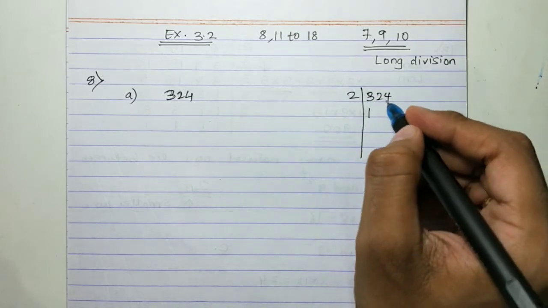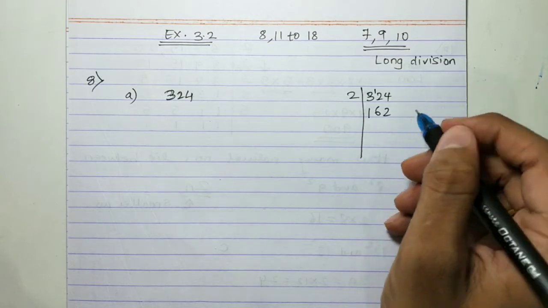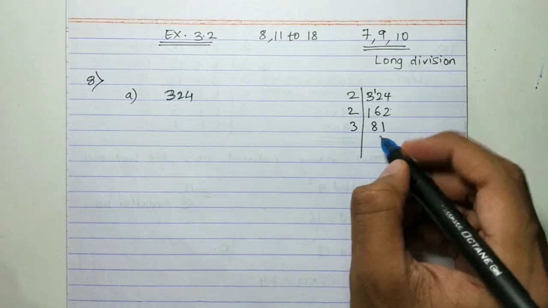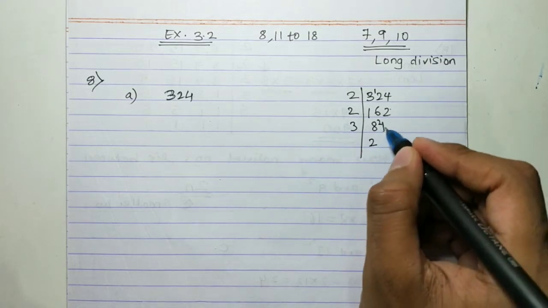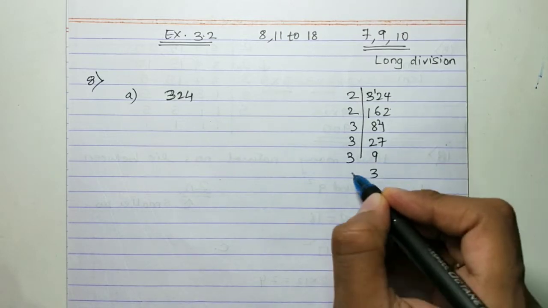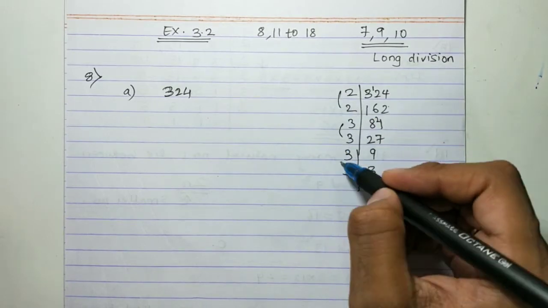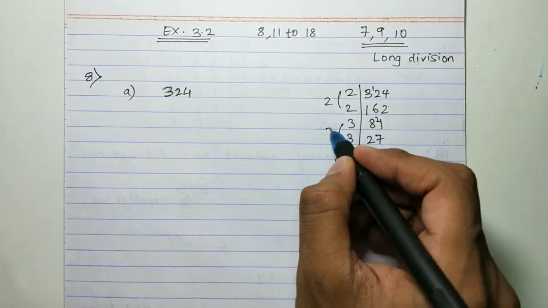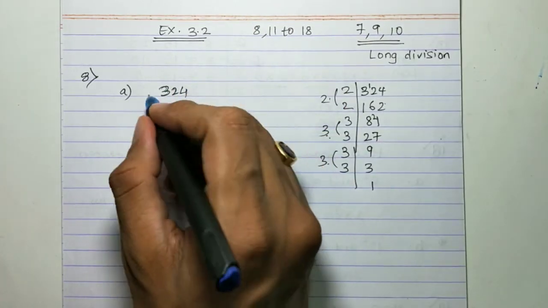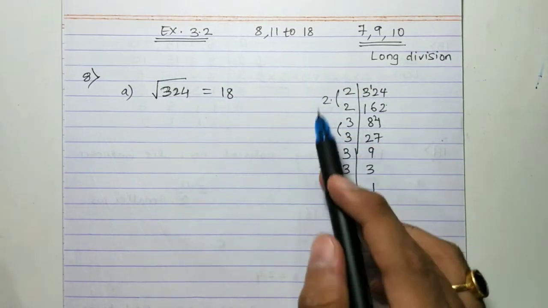So 2 1s are 2, 2 6s are 12, 2 2s are 4, 2 8s are 16, then 3 3s are 9, 3 1s are 3. So like this you have the pairs of 2, 3 and 3. You multiply 2, 3, 3. 2 3s are 6, 6 3s are 18. So the square root of 324 is 18. This is the prime factorization method.